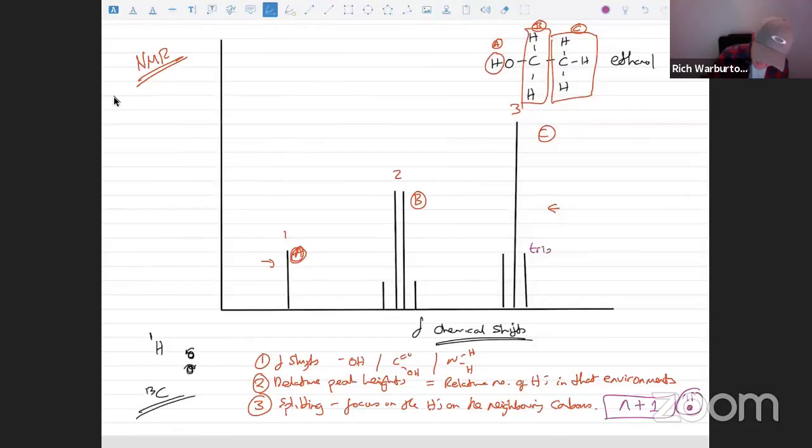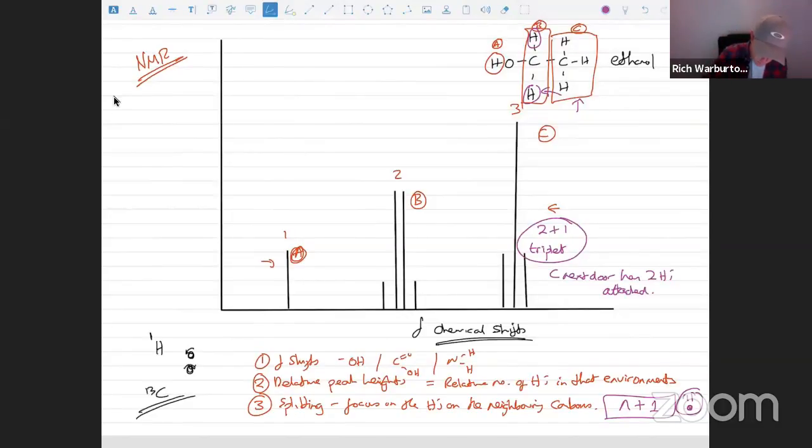The N+1 rule, really, really important, got to remember that, because this is what's known as a triplet. Why is this? Peak height 3, we've got 3 hydrogens in this environment, don't forget. It's a triplet because next to it, we've got a carbon with 2 hydrogens attached. Remember, 2 hydrogens, the N+1, that's why this is a triplet, because the carbon next door has 2 hydrogens attached. So that's what the splitting is all about, its neighbor.